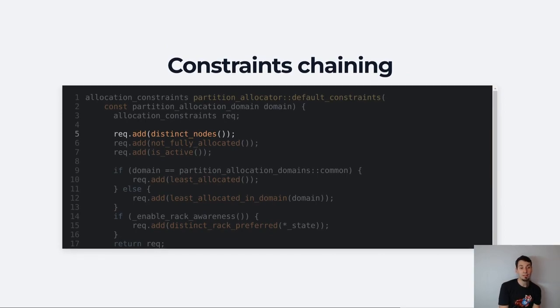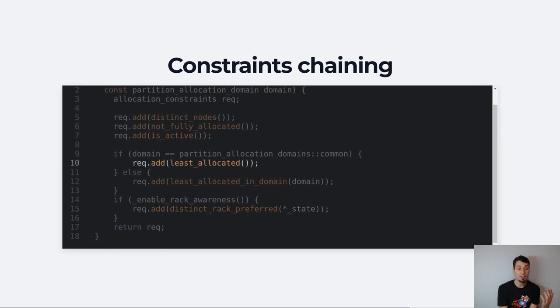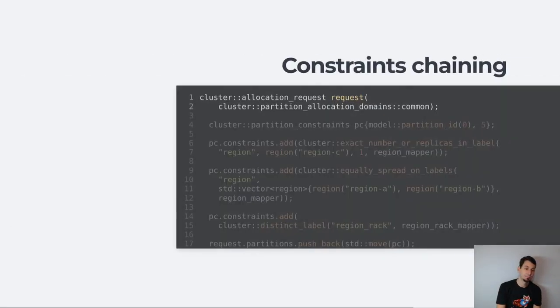Let's take a look at an example of constraint chaining. So this is how we practically use this interface. Those are the default constraints for Redpanda topic creation. We want the partition replicas to be on distinct nodes, so unique nodes. We don't want two replicas to be held on one node, right? That's obvious. Then we want the nodes not to be fully allocated. We need to have some free capacity. The node has to be active. We prefer the least allocated node and nodes located in distinct racks.